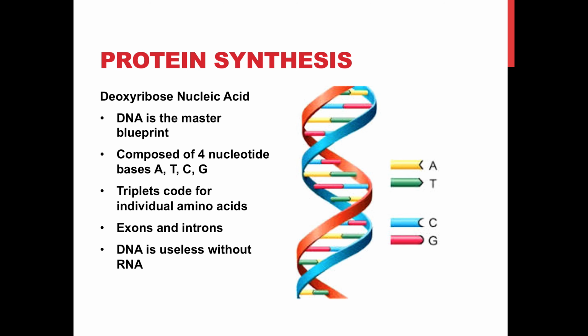DNA requires not only a decoder but a messenger as well. So that's basically what I was just saying. The decoding and messenger functions are carried out by RNA, the second type of nucleic acid. All right, so DNA is deoxyribose nucleic acid. RNA is ribose nucleic acid.